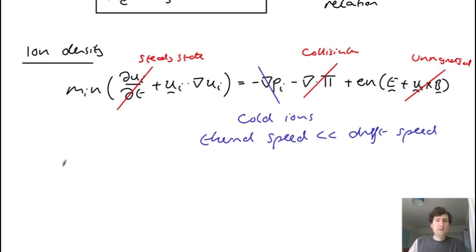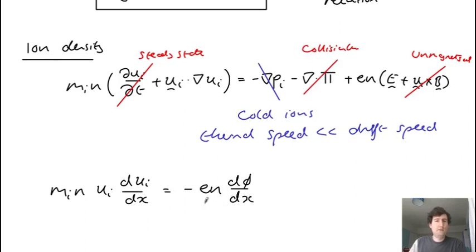So I'll write it down, this equation in one dimension, so the gradients just become d by dx, and again E just becomes minus grad phi, and so we just end up with this. So you have m n, you have a u_i, which we're going to call just in the x direction and drop the vector, so it's du_i by dx. And on the right hand side we have a minus e n d phi by dx from the electric field.